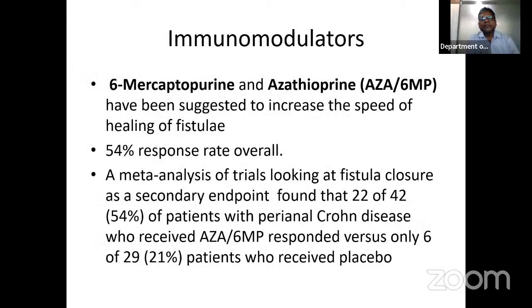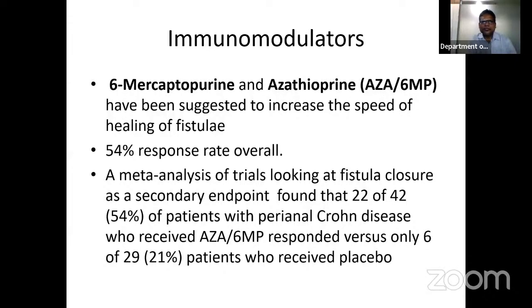Next medical therapy is the immunomodulators. It involves thiopurine therapy in the form of 6-mercaptopurine or azathioprine. They have been suggested to increase the speed of healing of the fistulae. A 54% response rate is seen overall.